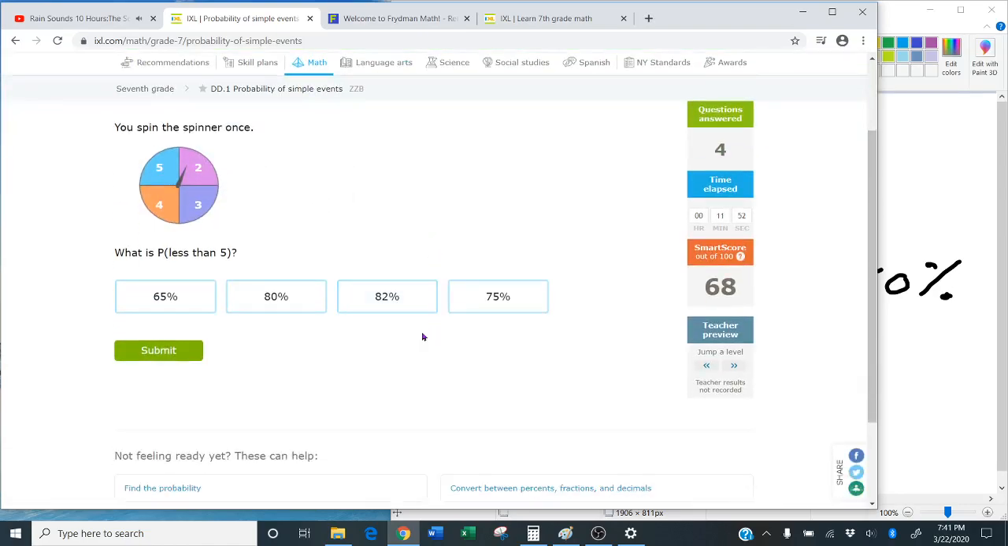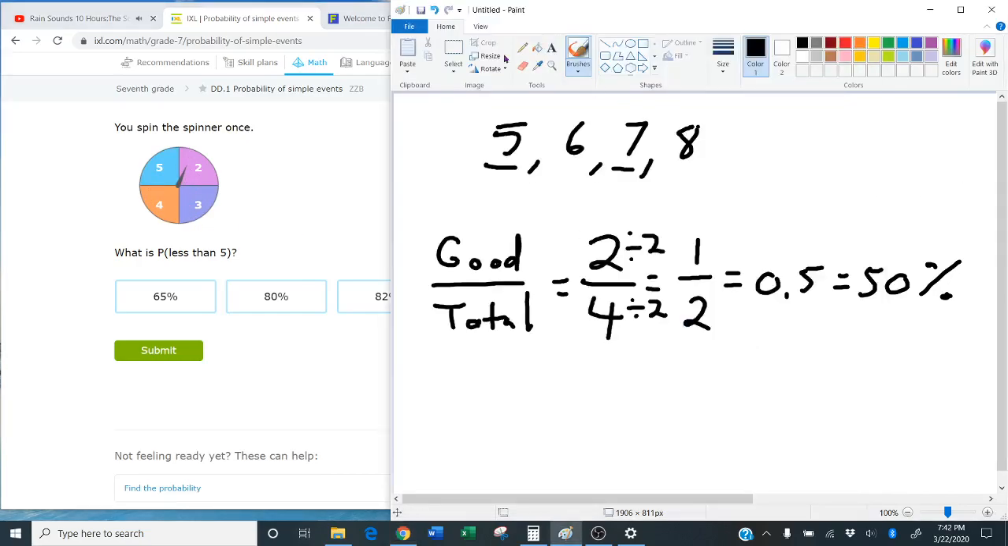Oh, I'm going to roll here. You spin the spinner once. What is the probability of this spinner landing on a number that is less than 5? Okay.